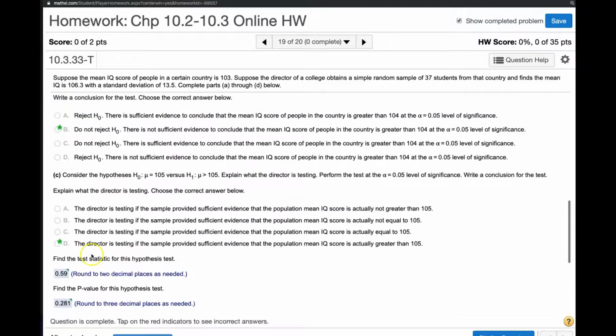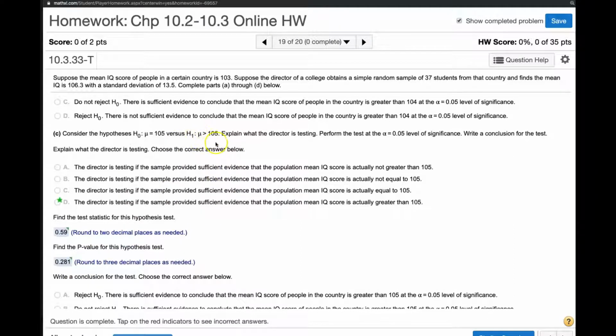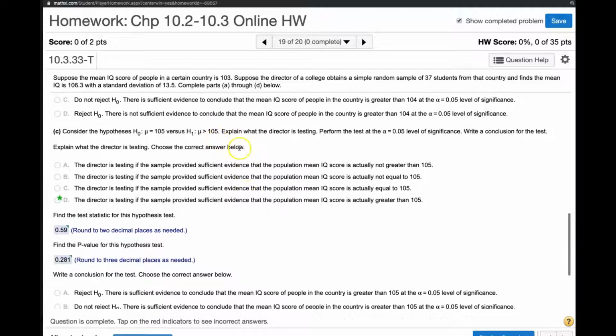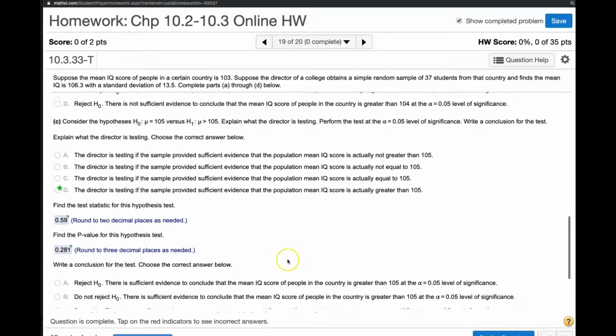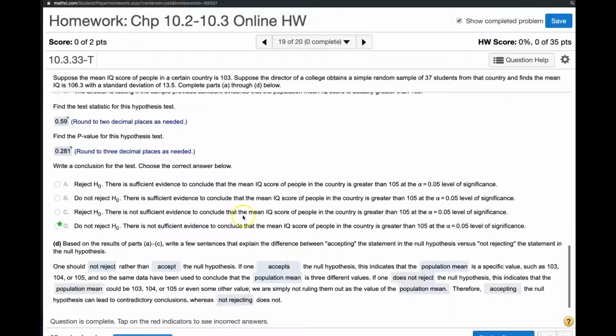Again, 105, you will see the p-value gets bigger and bigger as our test value is increasing, because remember our sample mean is 106, so it's more likely that it's not greater than 105. Right, this is sample data. We're interested in the population proportion, the population mean. And then do not reject.